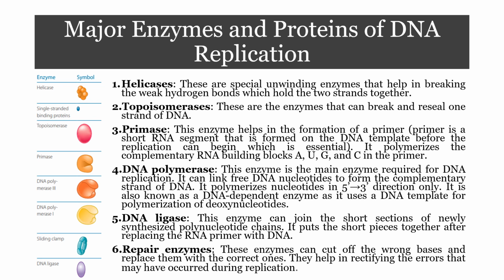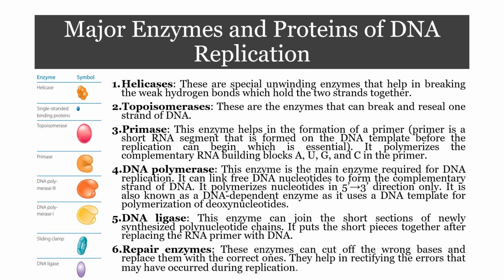A primer is a short RNA segment that is formed on a DNA template before the replication can begin, which is essential. It polymerizes the complementary RNA building blocks A, U, G, and C, which stand for adenine, uracil, guanine, and cytosine, in the primer.